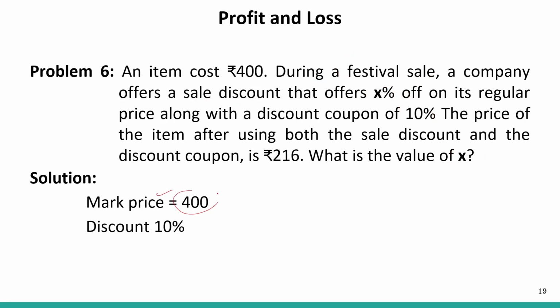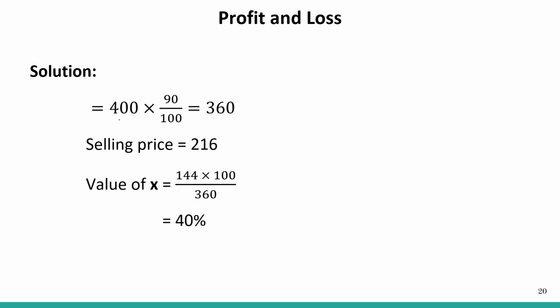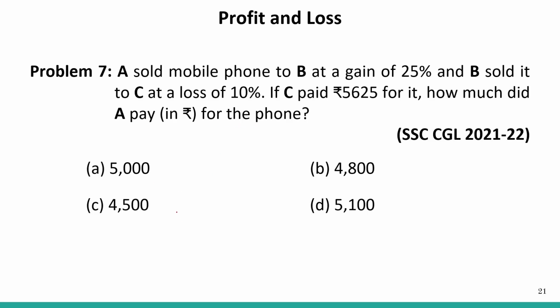So the mark price is equal to what? 400 rupees. Discount is equal to 10%. So 400 into 90 by 100 is equal to 360 rupees. So the selling price is equal to 216. Okay. So the value of X is equal to what? 144 into 100 whole by 360. So it will be equal to what? 40%. So let's see problem number 7.